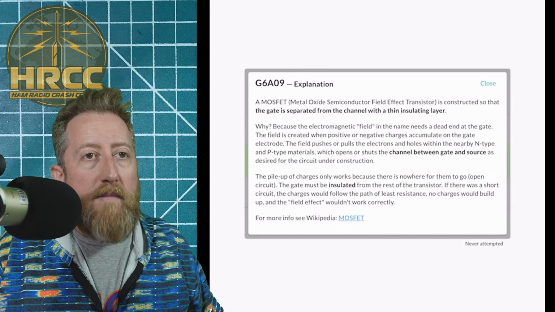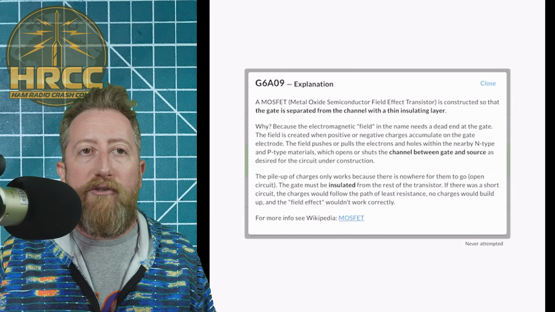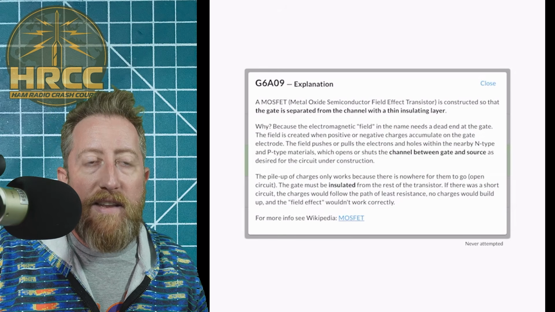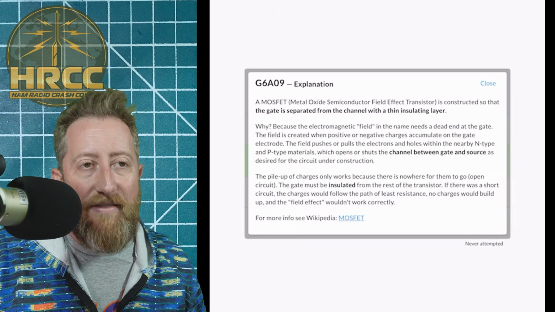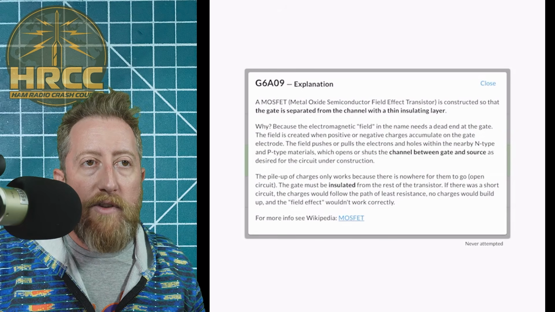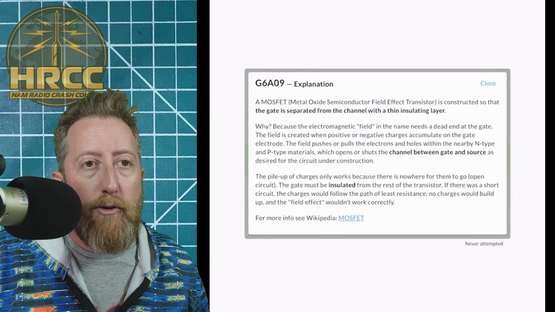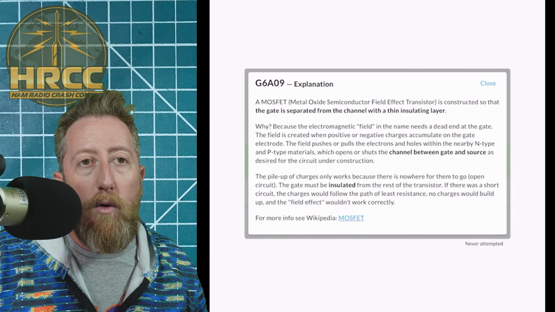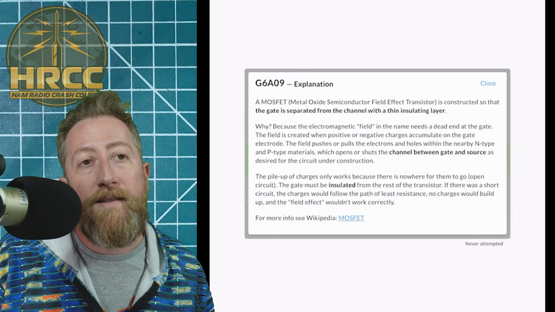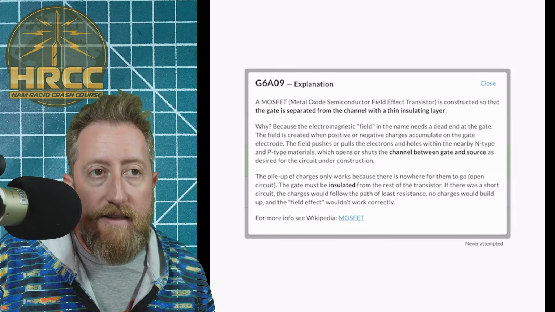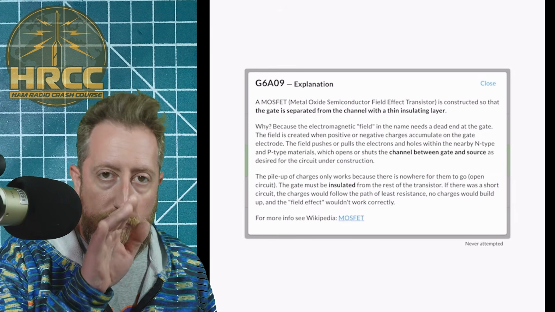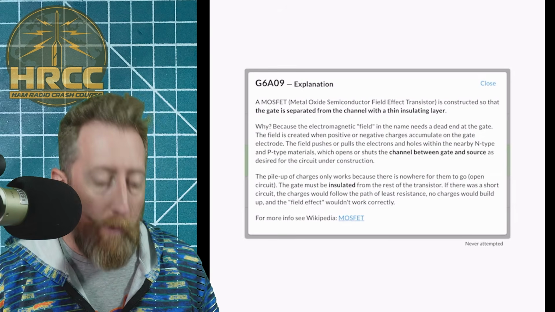Okay, so a MOSFET, metal oxide semiconductor field effect transistor. Because the electromagnetic field in the name needs a dead end at the gate. The field is created when positive or negative charges accumulate on the gate of the electrode. The field pushes or pulls the electrons and holes within the nearby N-type or P-type materials, which opens and shuts the channel between the gate and the source as desired for the circuit under construction. So you need that little layer for it to pile up and then push through or be pulled through.